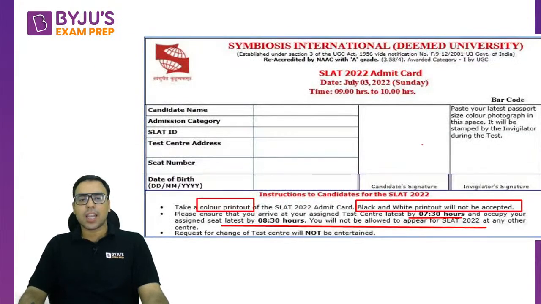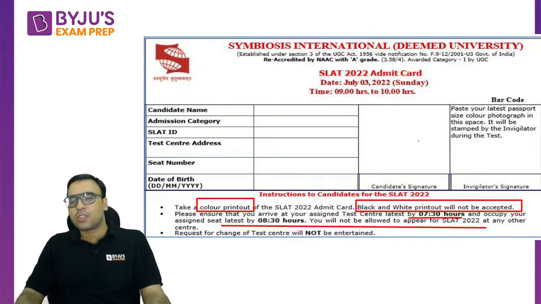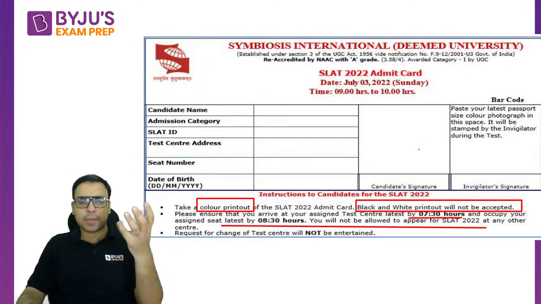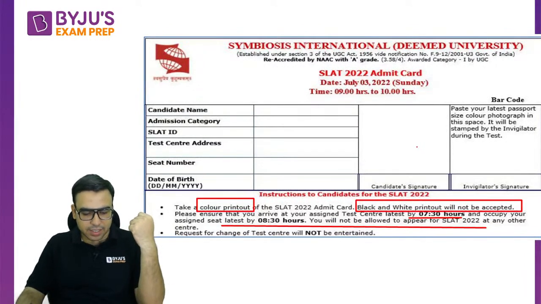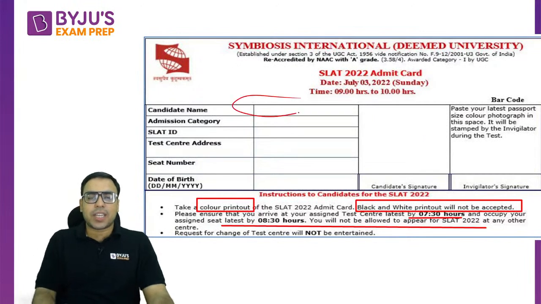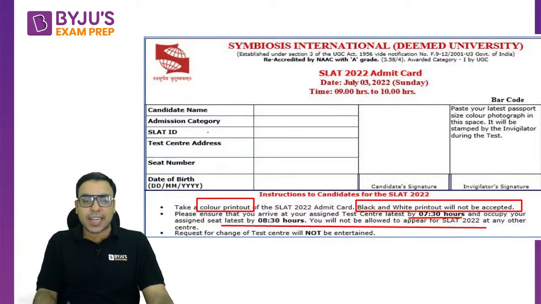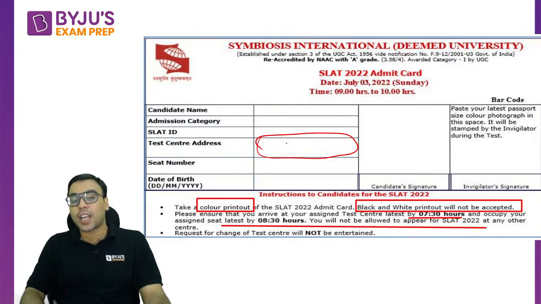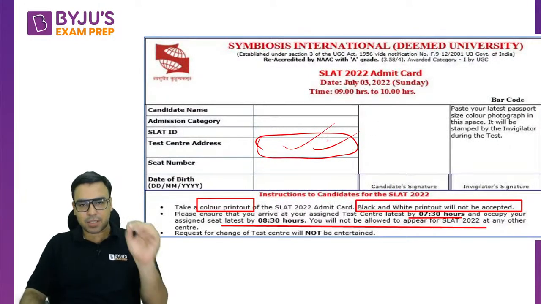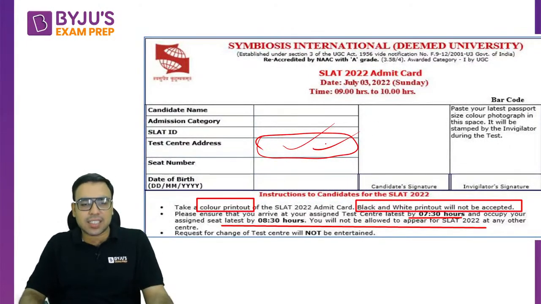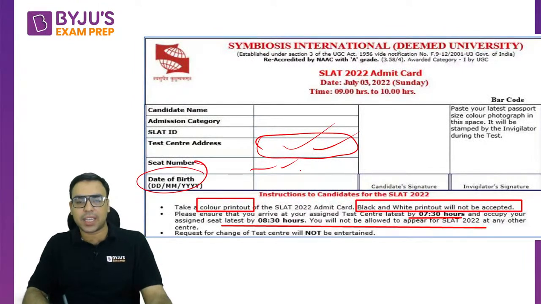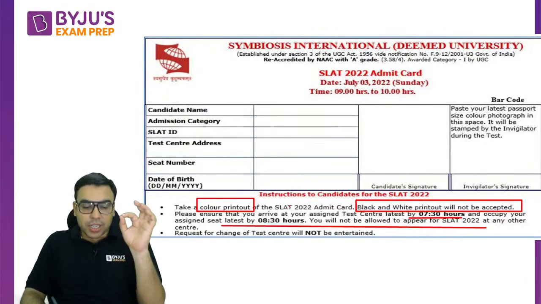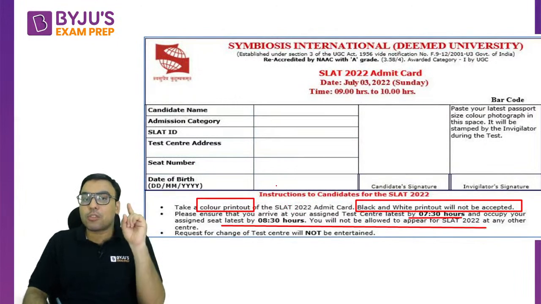Now the next is this, it will be something like this. Hopefully you understand. Once you open it, the admit card will be something like this. Your name will be there, your admission category, your SLAT ID. Then your address center, of course, this is the center where you are supposed to reach. You should see it carefully, Google search where exactly the center is. Seat number and date of birth will be there.